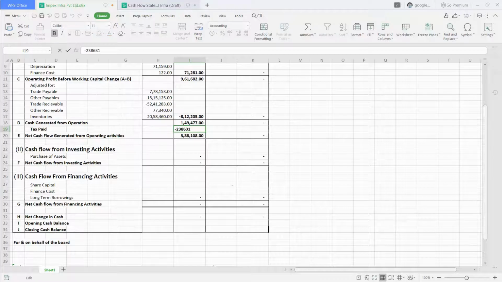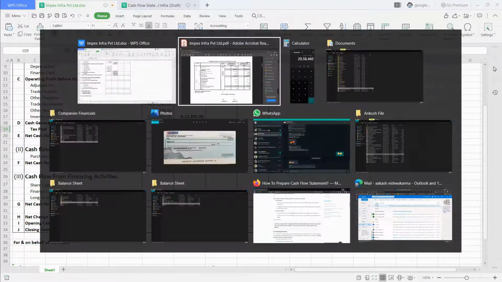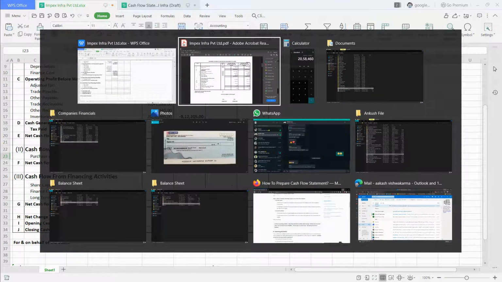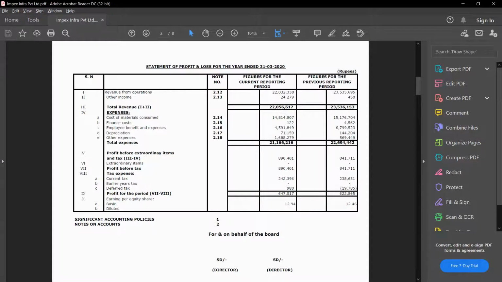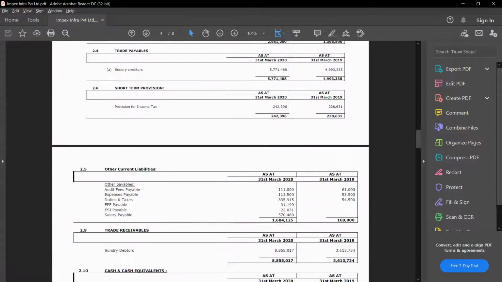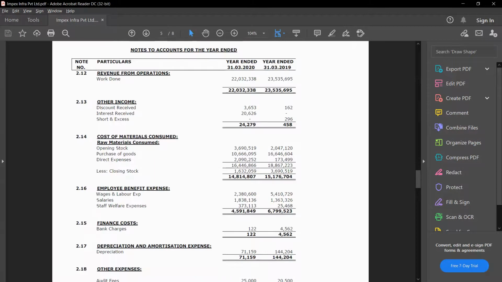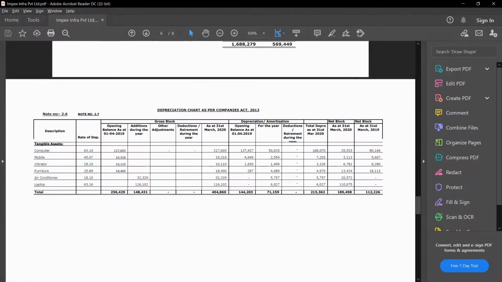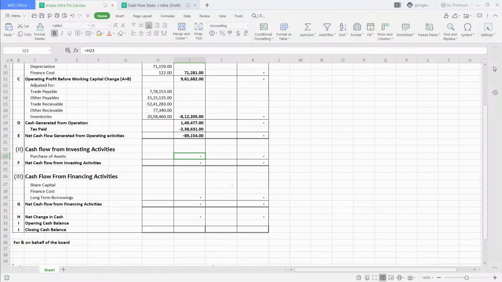The cash flow from investing activities is derived by adding all the cash inflows from the sale or maturity of assets and subtracting all the cash outflows from the purchase or payment for new fixed assets or investments. Here we will refer depreciation chart to see if there is any addition or deduction of fixed assets. Here we can see we have purchased assets during the year that results in outflow of cash, so we will reduce this amount in our cash flow statement.